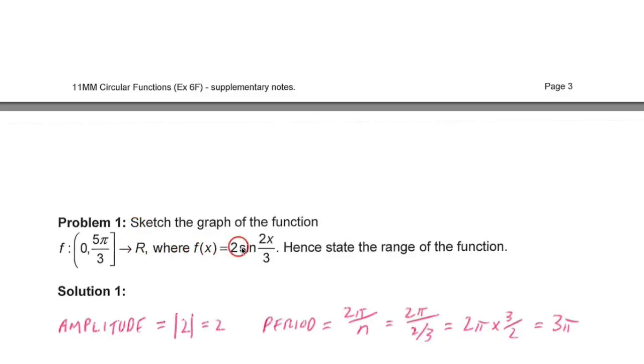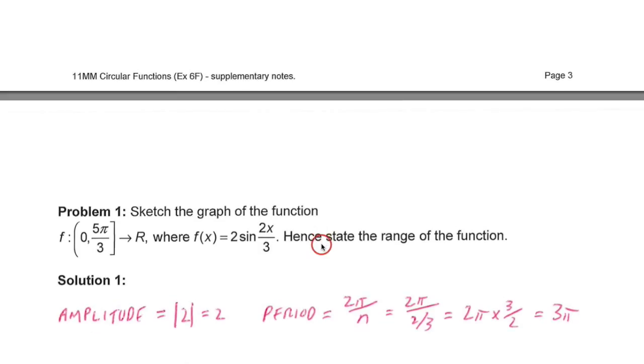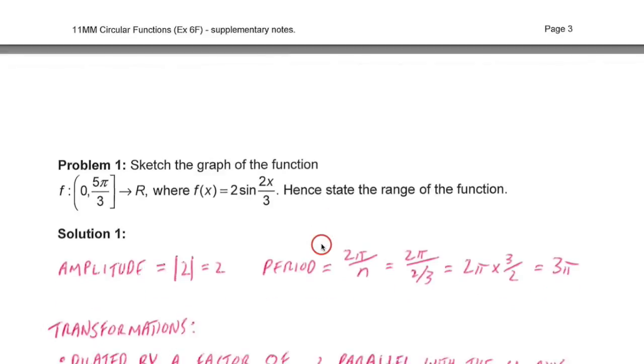f of x equals 2 lots of sin of 2x on 3. And we have to state the range of the function at the very end. To help us understand that, it's probably always good to work out what the amplitude is. So it's just going to be the magnitude of 2, that number in the front there, which is 2. So it gives us an idea of how tall the wave will be.